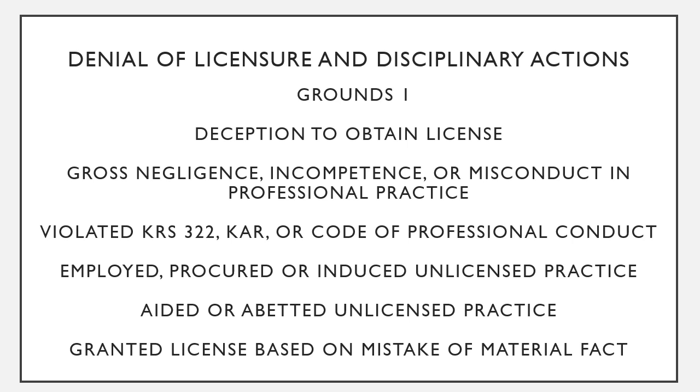Grounds for the denial of a license or disciplinary action are as follows: deception to obtain the license, gross negligence, incompetence, or misconduct in professional practice, violation of KRS 322, KAR, or the Code of Professional Conduct, employing, procuring, or inducing the unlicensed practice of engineering or land surveying, aiding or abetting the unlicensed practice of engineering or land surveying, or having been granted a license based on a mistake of material fact, are all grounds for disciplinary action or denial of licensure.